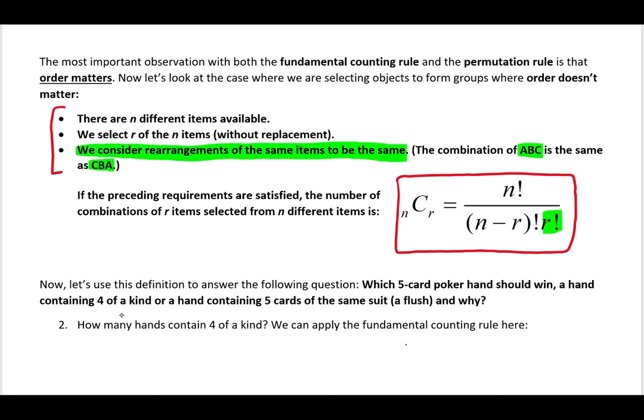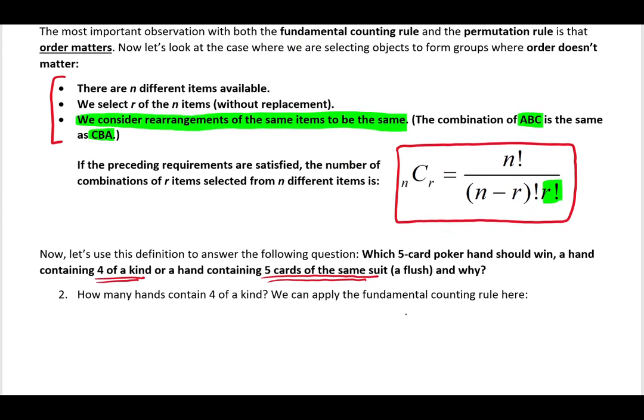A hand containing 4 of a kind, or a hand containing 5 cards of the same suit, which is called a flush. Okay, so we have two hands. We have a hand containing 4 of a kind, so like 4 2s or 4 7s or 4 jacks, and a hand containing 5 cards of the same suit, which we call a flush. So those are the two different hands. So we want to count how many ways each one of those hands is possible.